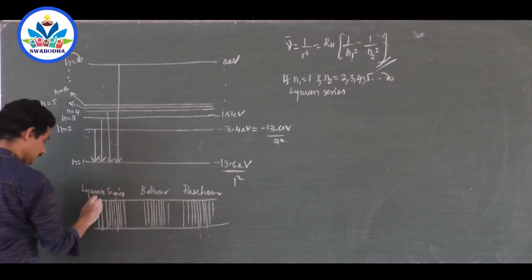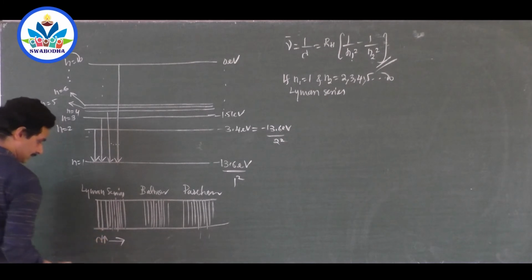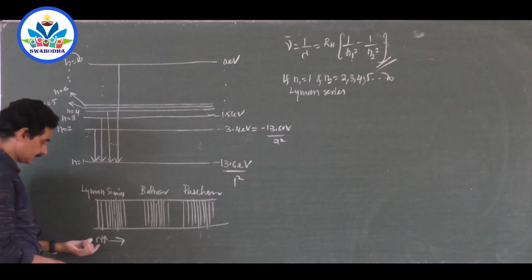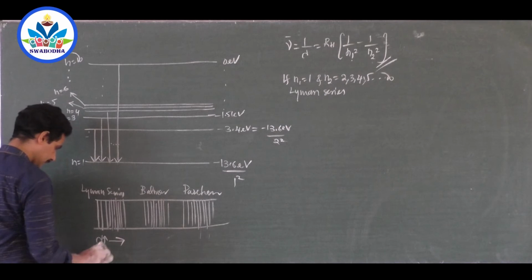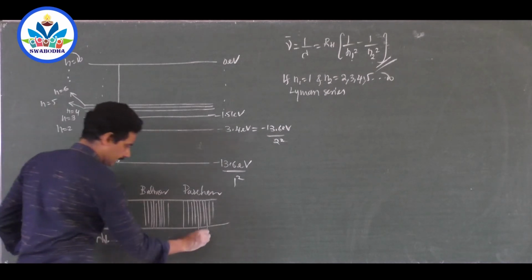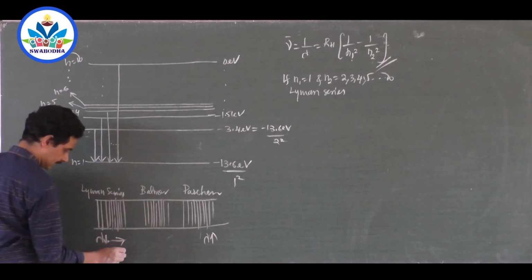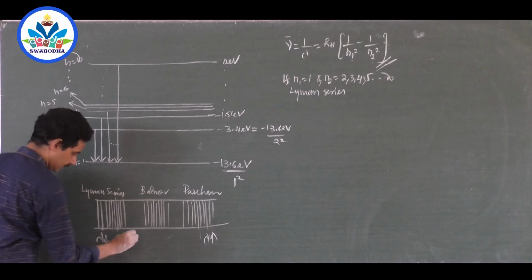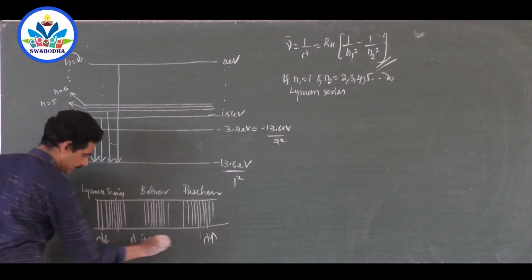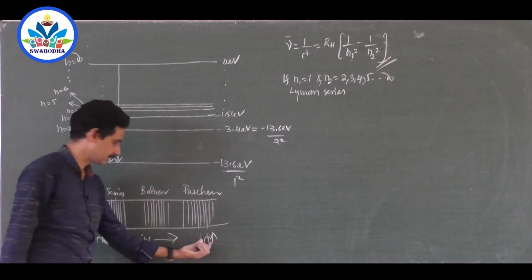That means this one is this wavelength. Suppose lambda is increasing as you move like this. This is the least wavelength, and this wavelength is the most. So wavelength, lambda, is increasing in this direction. I will write it like this: this is the least wavelength and this is the most wavelength.